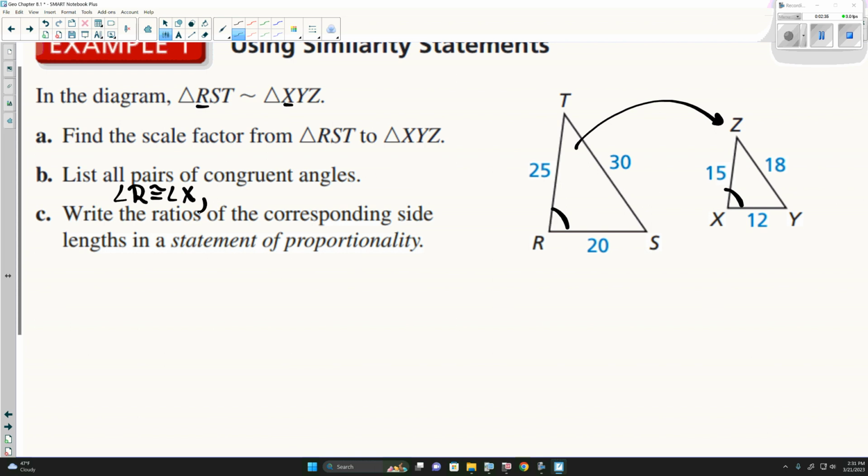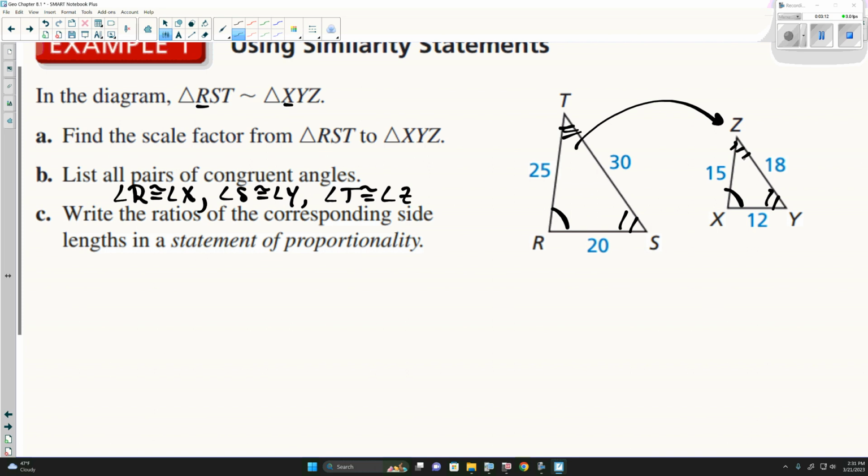Then we went to S, which is going to be congruent to Y. And lastly, angle T is going to be congruent to angle Z. So just like with our congruency statements, the similarity statements, the angles are going to line up. Any questions on how we found the congruent angles?